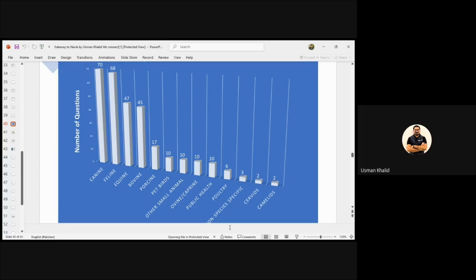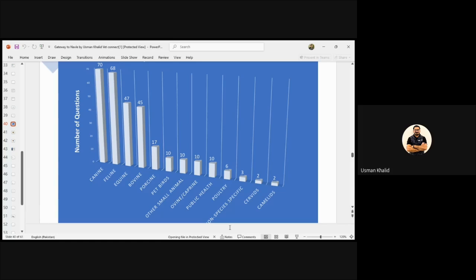You can go on the ICB website and you will find a lot of things like this. They divide the questions among different species, so from this you can assess that there are four big things you need to focus on: canine, feline, equine, and bovine. If you cover these, you will cover around 50%, and then you can focus on porcine and the other small animals, caprine, and all those things.